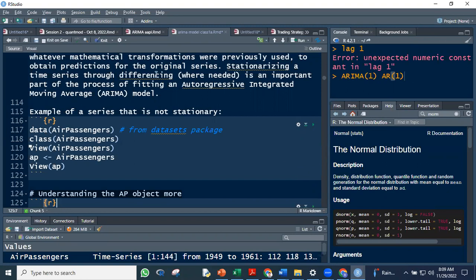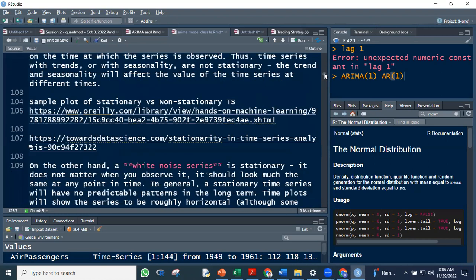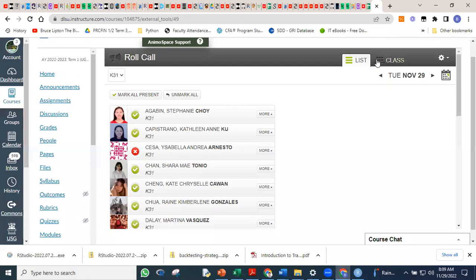Ibig sabihin ng volatility clustering, there are some points in time where your data goes up consistently or goes down consistently. So for example, I think we showed last time, no? Hindi ko na i-drawing dun sa ano na lang. Dito. Ito, I think this one. Or was it this one? Ito na lang. Control C. Just to have a review.